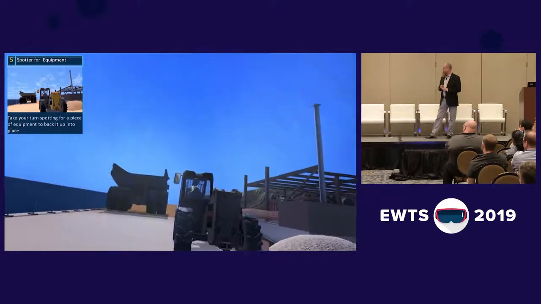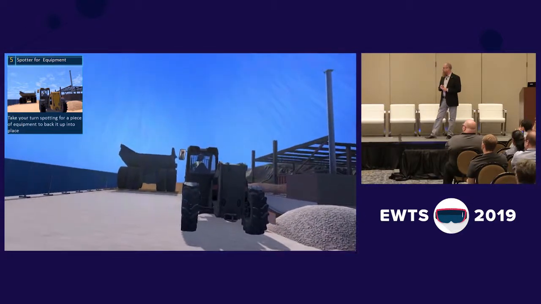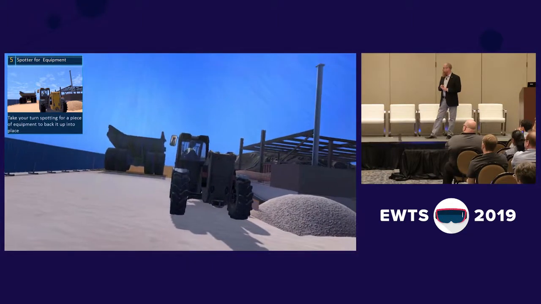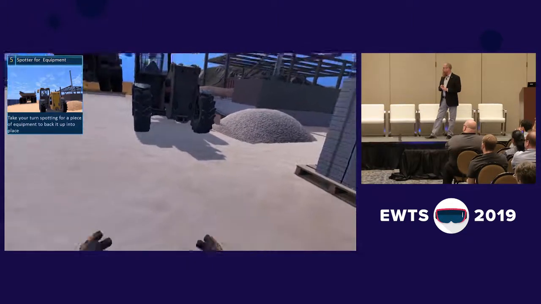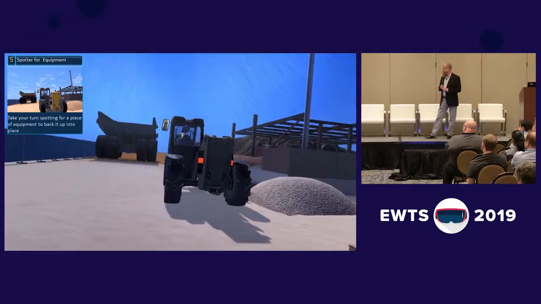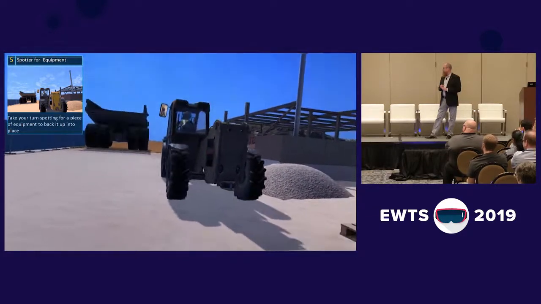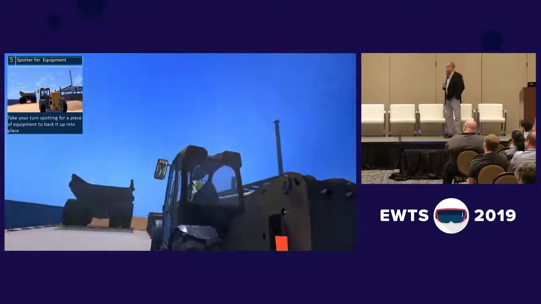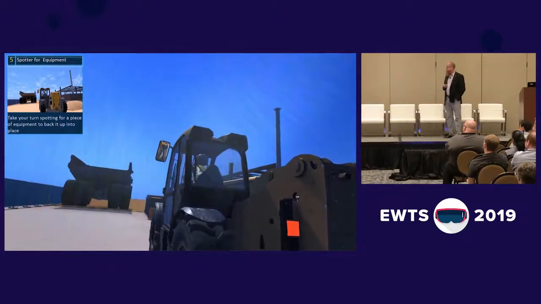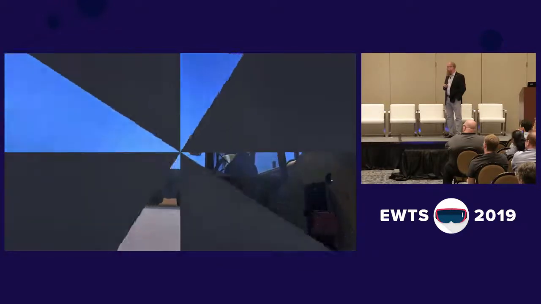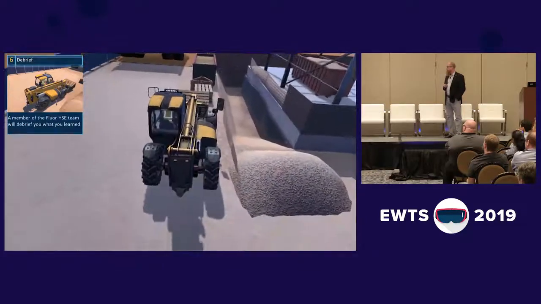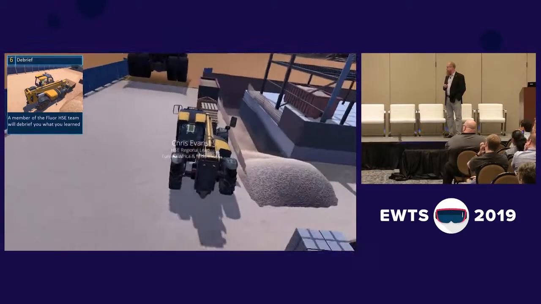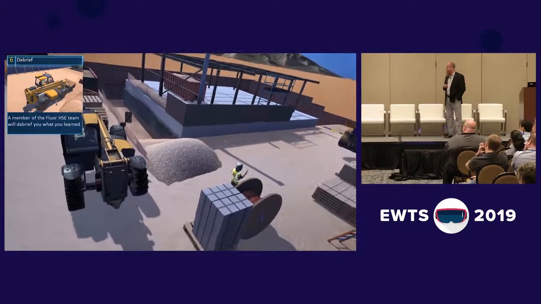Now, you're the spotter. We're going to get the forklift to reverse. But first, make sure you have eye contact. Now we're going to back the forklift up. Do the signal for reverse. Well, close enough. Let's take a better look at what went wrong.